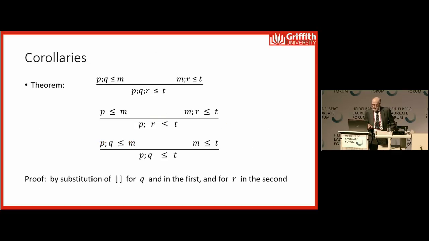Well, there are various corollaries of this sequential composition. If I replace Q by do nothing, null, and then I get the second of these two lines. If I replace R by null, I get the third of them.